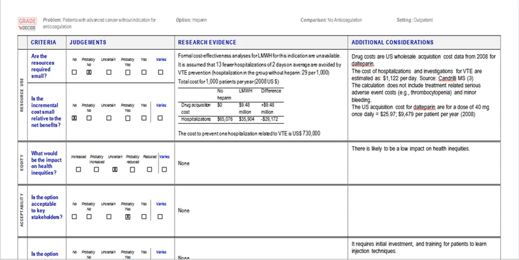Once again, as we scroll down, we will see that the next factor is consideration of the resource use for the intervention option. In this example, the costs of heparin are outlined in the research evidence and will be obtained from a cost-effectiveness analysis if available. The panel decided that the resources required are probably not small, and that the incremental costs are not small relative to the net benefits.